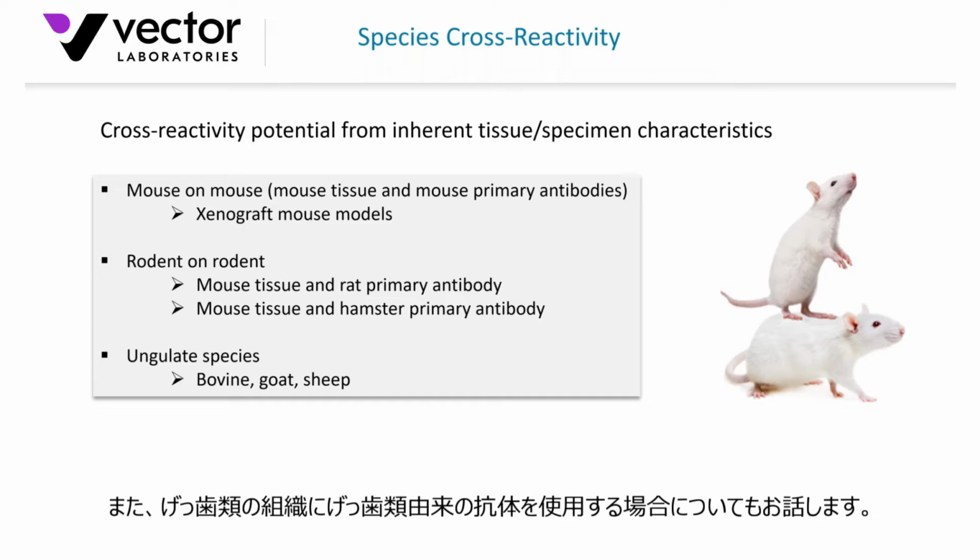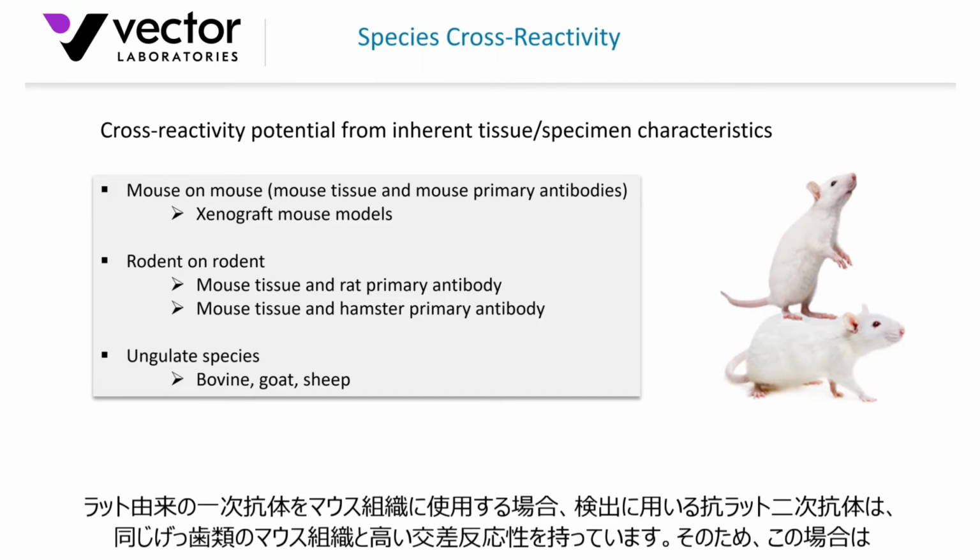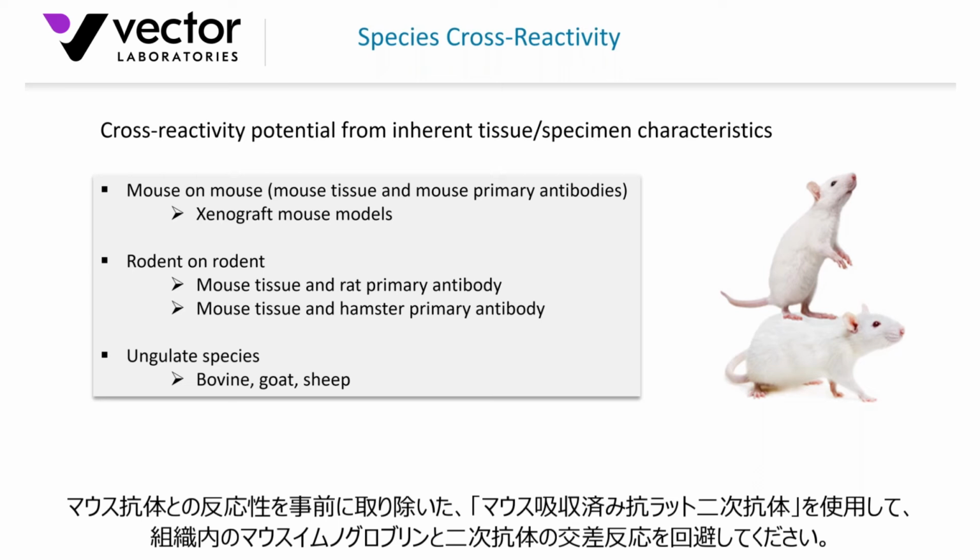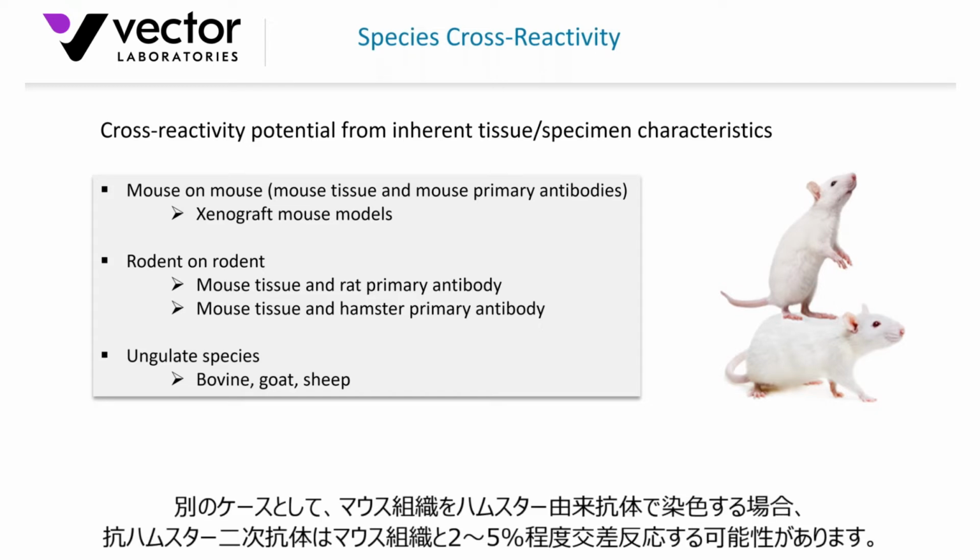Further down, I've got here about rodent on rodent, whereby perhaps you're applying a rat primary antibody onto mouse tissue, and there are degrees, percentages of cross-reactivity of anti-rat secondary antibodies with the like rodent species of mouse. So indeed, look for things such as anti-rat mouse-adsorbed secondary antibodies that will help eliminate that particular cross-reactivity on mouse tissue. There may be other scenarios too.